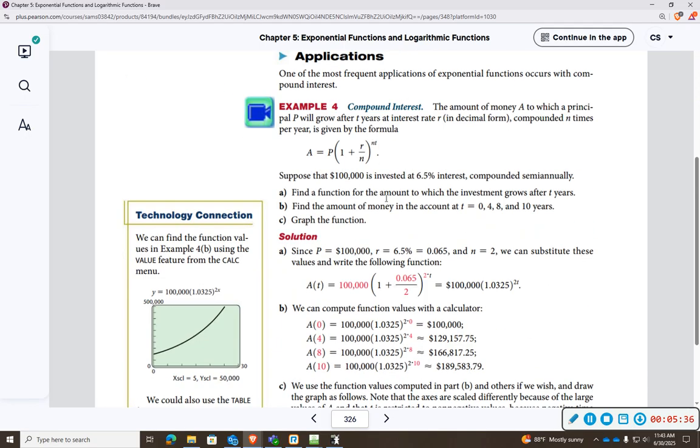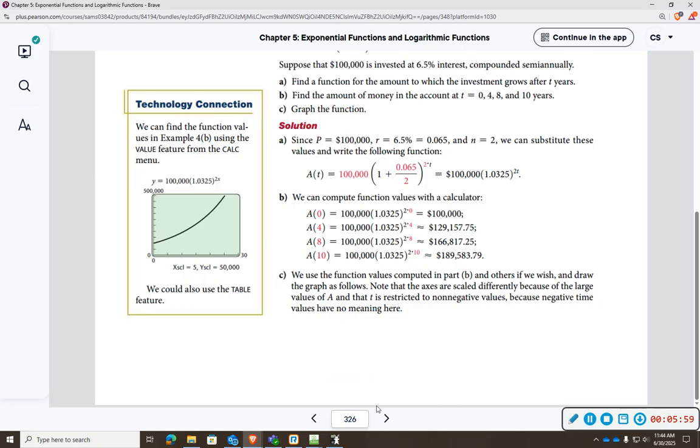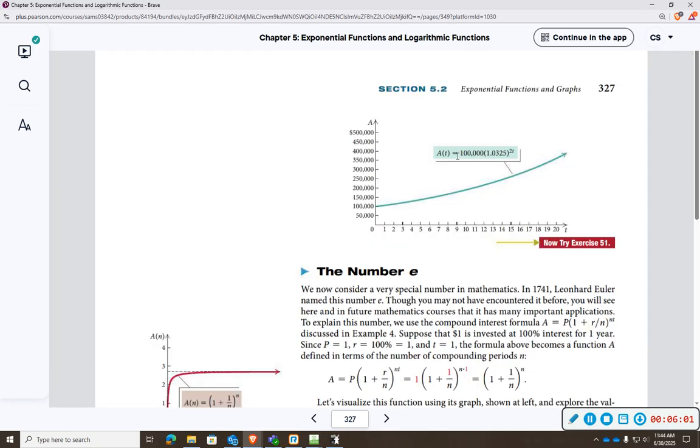Then the applications are going to be dealing with compound interest. So they give you some examples. They tell you $10,000, 6.5% interest compounded semi-annually. So learning those verbs: semi-annually means twice a year. So that's how they get n equals 2. And then they plug it into this compound interest formula. And you will need a calculator to compute those.